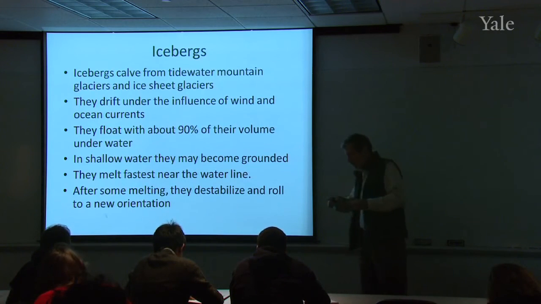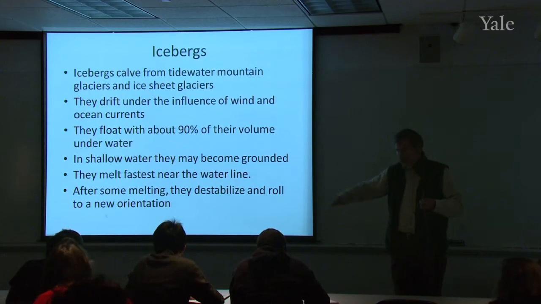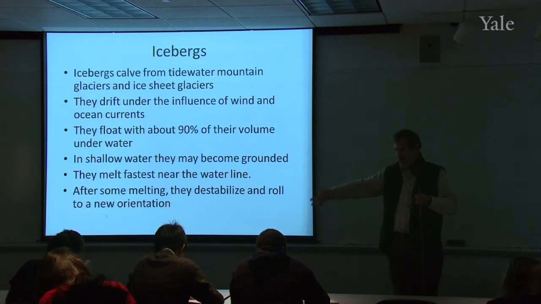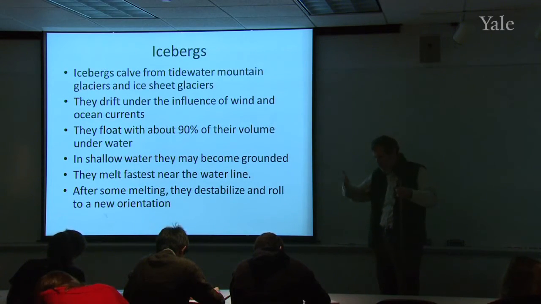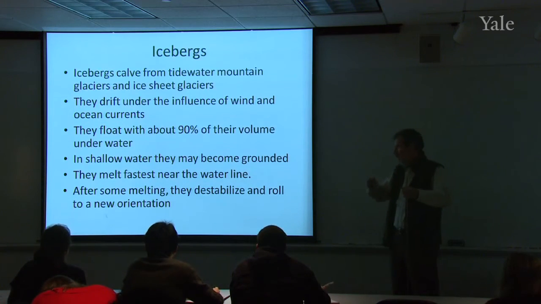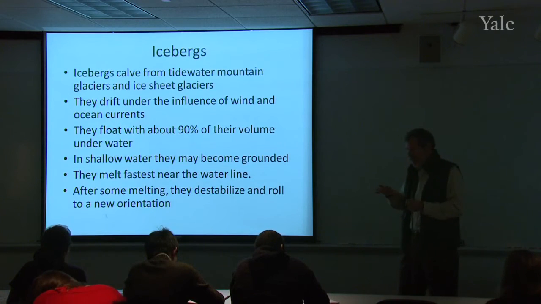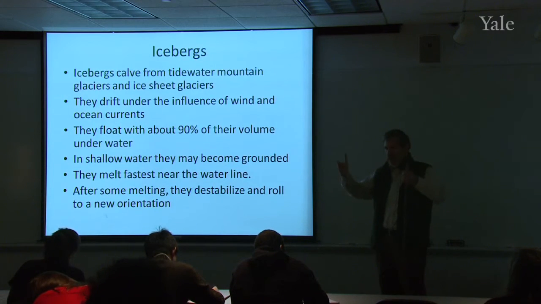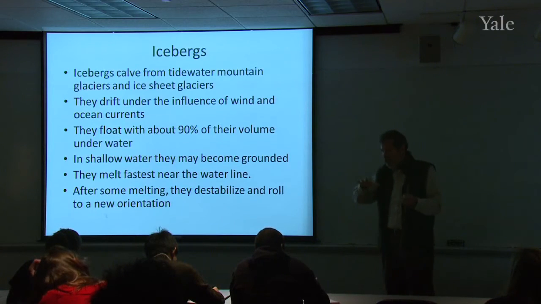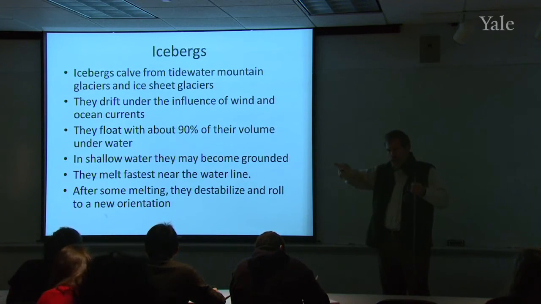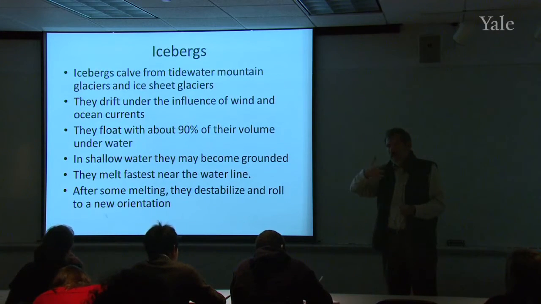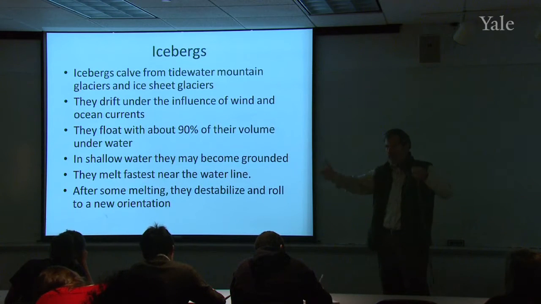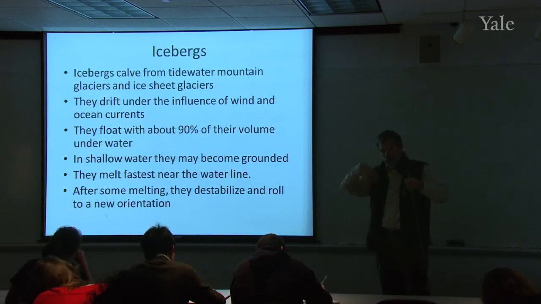They tend to melt the fastest right around their waterline, right where the waves splash up against them. You tend to get this rapid melting right around the waterline. What that'll do is change the shape of these icebergs by carving away these grooves around the waterline, and at some point their shape changes so much that their current orientation is no longer stable. And then without warning, these things will suddenly begin to tip, and they'll roll to a new orientation and then stay that way for several weeks while melting continues around their new waterline.